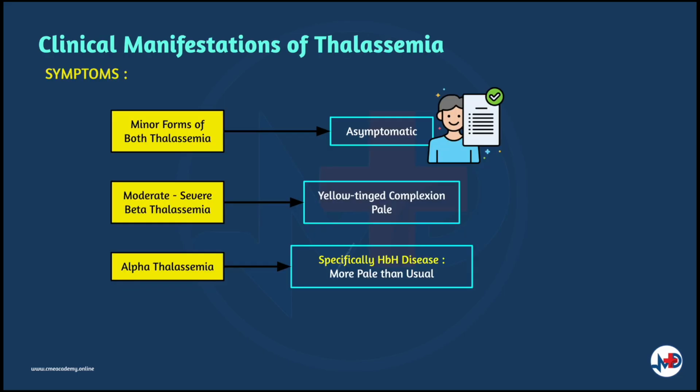We will now discuss the clinical manifestations in both alpha and beta thalassemia in the form of symptoms and signs, starting with the symptoms. Just remember, in minor forms of both types of thalassemia, the patient may be asymptomatic. In a moderate or severe form of beta thalassemia, the patient will present with complaints of being paler than usual and having a yellow-tinged complexion, which is due to anemia and increased red blood cell destruction, resulting in hypersplenism respectively. Alpha thalassemia, more specifically those with HbH disease, will also come in with complaints of being more pale than usual.